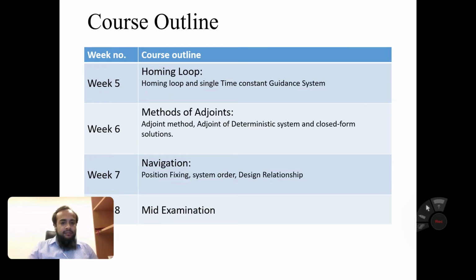And week number 5, homing loop. So what is the homing loop? How do we apply the homing loop in the guidance system? And then the method of adjoints, and how we make an adjoint of a deterministic system, and closed form solution.